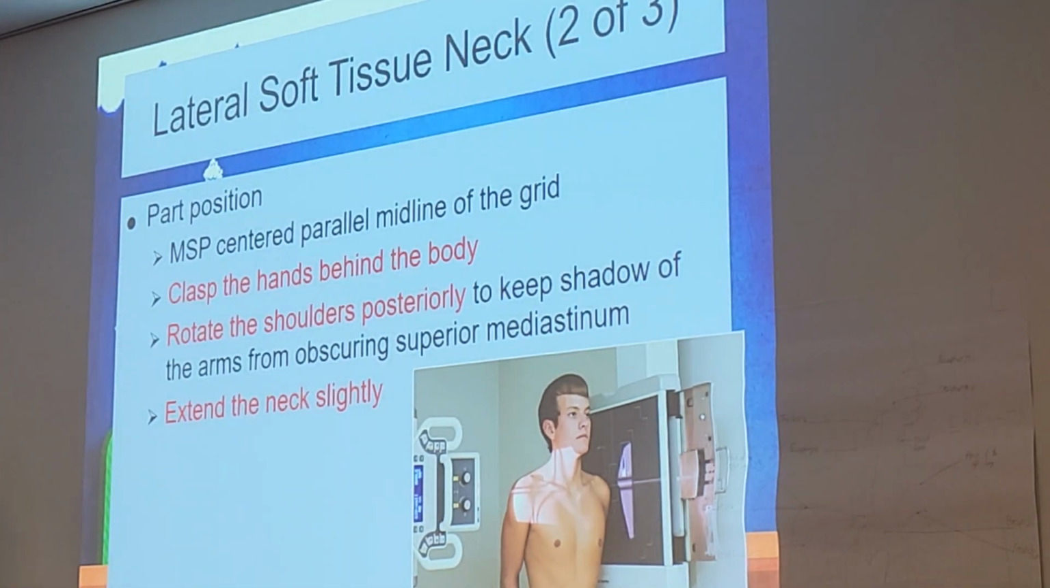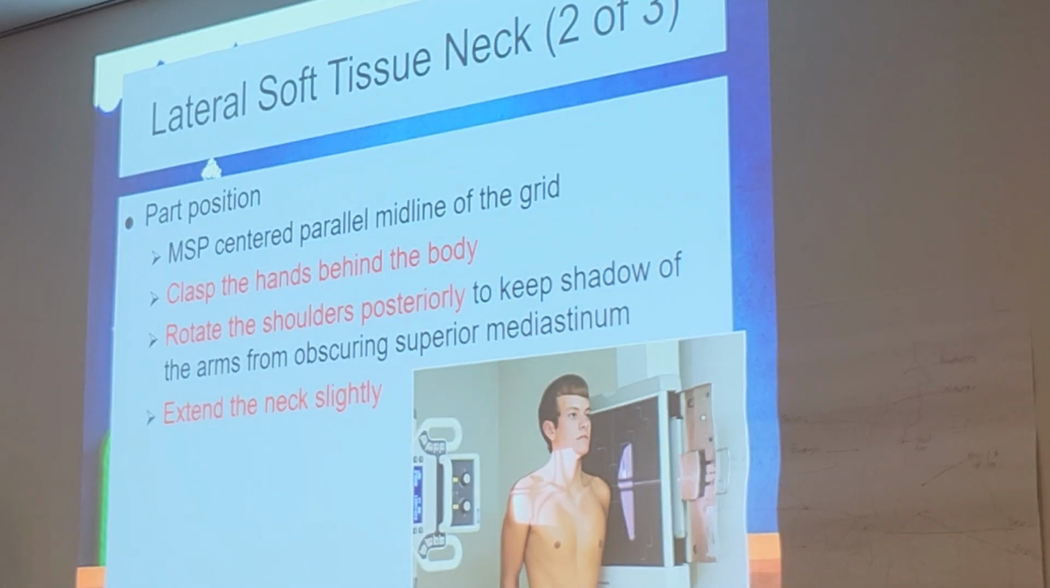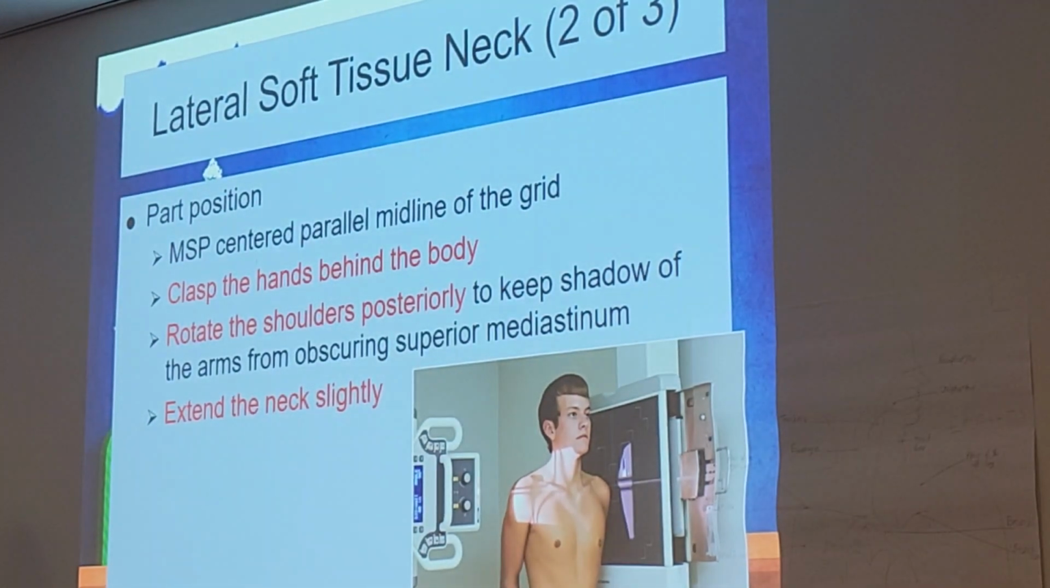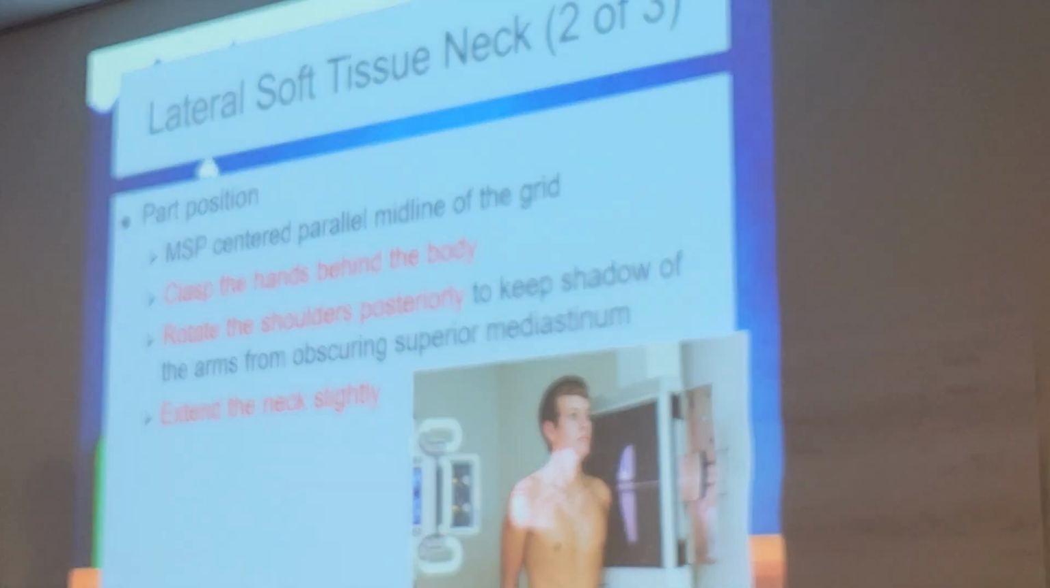We can't have the shoulders anterior or relaxed because it will obstruct that air-filled trachea that goes down quite low, as y'all guys remember with the anatomy. It does go quite low in the chest. So we do that by clasping the hands behind the body and rotating those shoulders posteriorly.